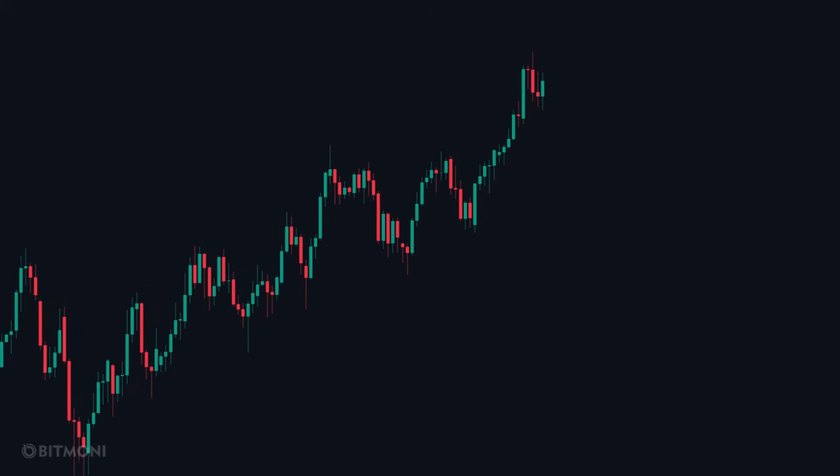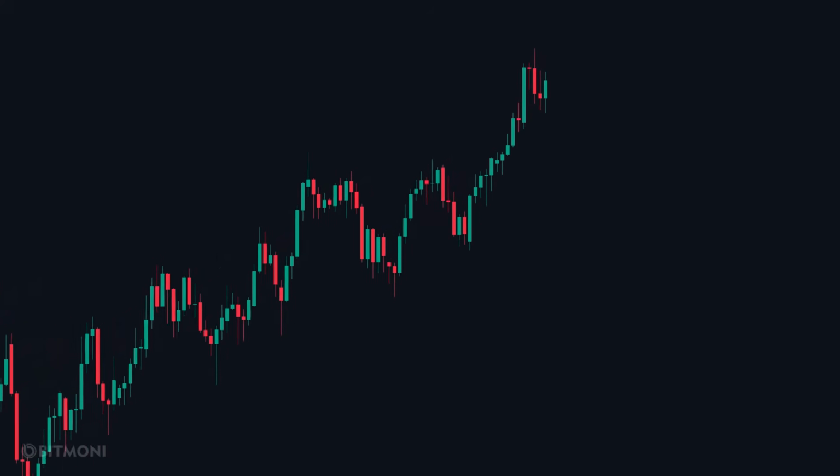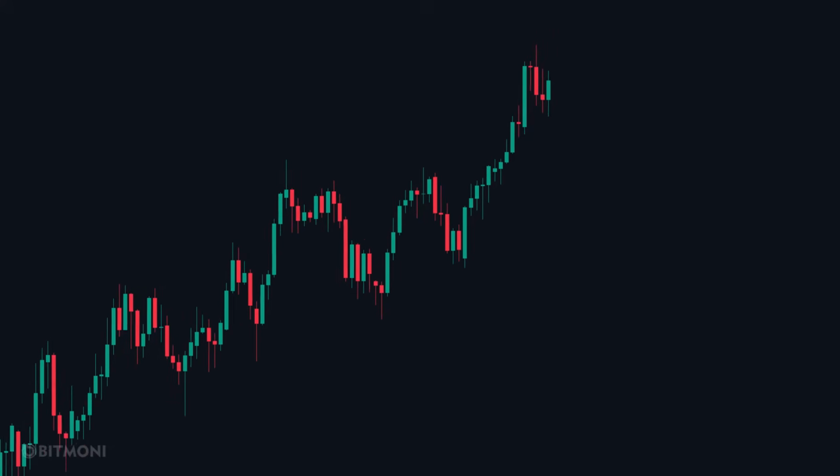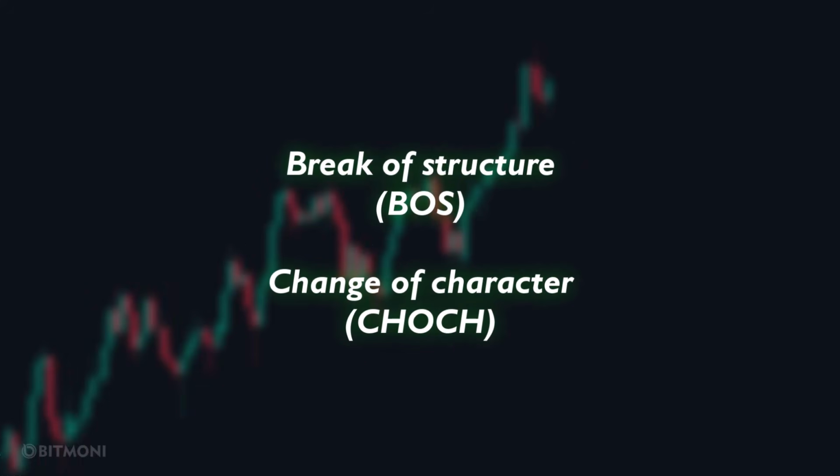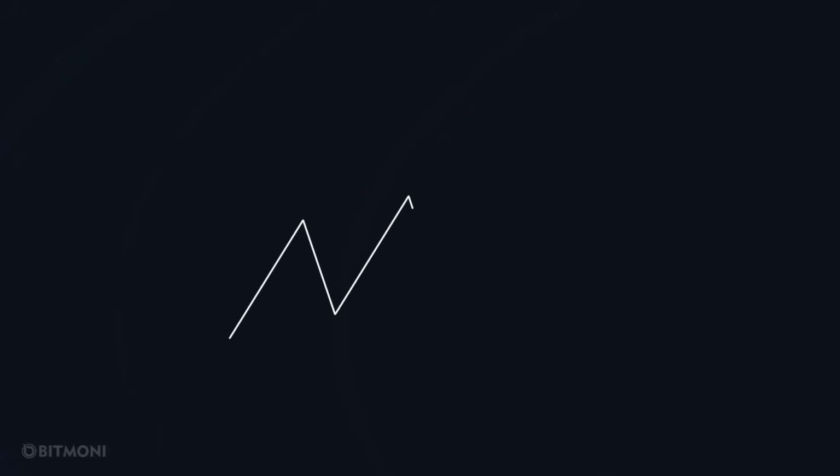While this may seem complicated at first, it can be simplified using 2 key concepts: break of structure and change of character. Let's break this down with an example. Each time a new swing forms on the chart, liquidity levels are formed at both the swing high and swing low. The liquidity level at the swing high is known as the buy-side liquidity, while the liquidity level at the swing low is known as the sell-side liquidity.